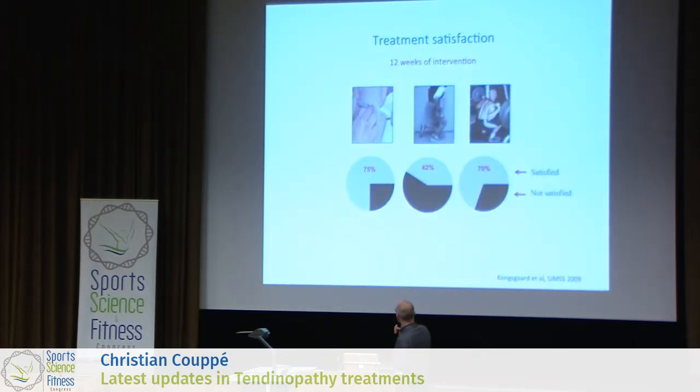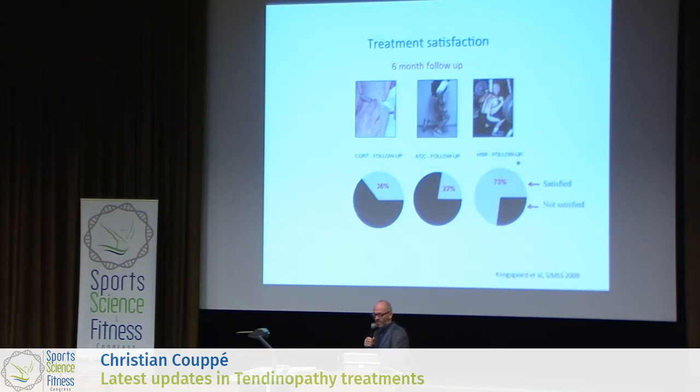So, with regards to the satisfaction about the treatment, there was quite some satisfaction after 12 weeks for the cortisone group, but also for the heavy slow resistance group, but not for the eccentric group. That was not really a big surprise as such. However, at the 6 months follow-up, it certainly changed for the cortisone group, but the eccentric group stayed the same. But actually, the heavy slow resistance group stayed at the same level, or perhaps a little better, from the 12 weeks time point, which was kind of good.